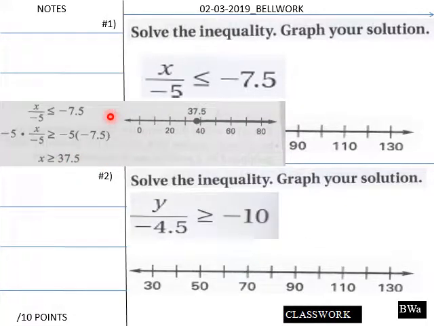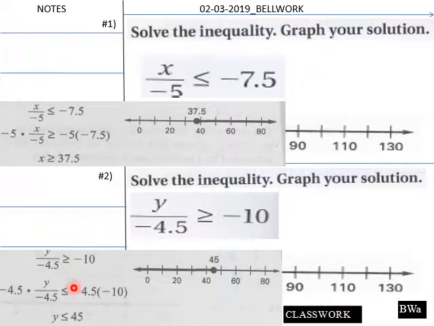So for number 1, here is your solution: x is greater than or equal to 37.5. There's your plot there. It's a perfect inequality with a partial equal sign. And then number 2 would be our solution, y is less than or equal to 45. We multiply through by negative 45, so we have a change of direction here of the sign. And then here is the plot for this solution.